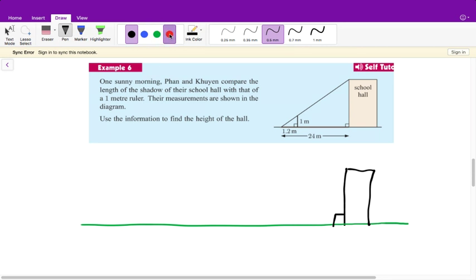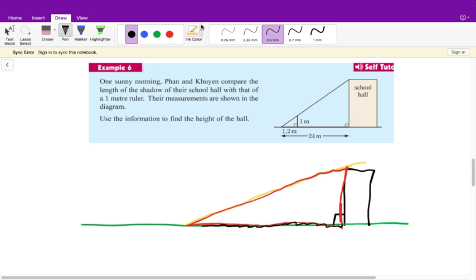Right? When the sun is shining, if we can imagine that we can actually see the sun rays, then we can imagine it being this straight line here. So it actually forms this triangle with the building. And our shadow is this here on the ground.